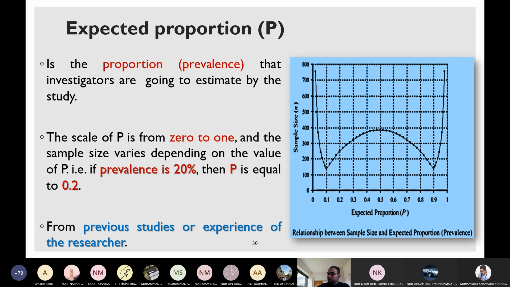Most of the time it can be determined on a scale from 1 to 100, or if you want, as a number from 0 to 1 as a fraction. Usually, as I mentioned, for this one you have to look back to the previous or similar studies, or the experience that you have for this variable expected to be in the population.